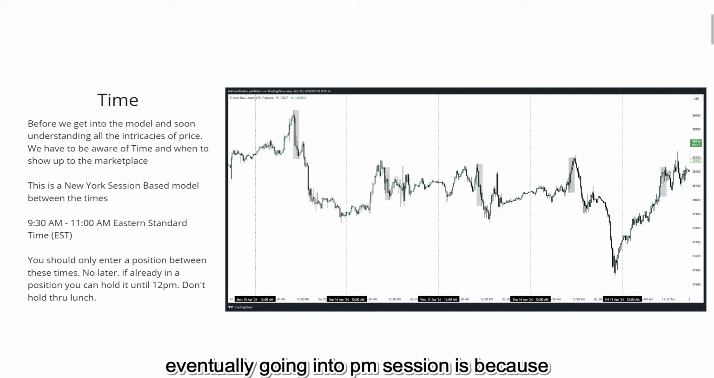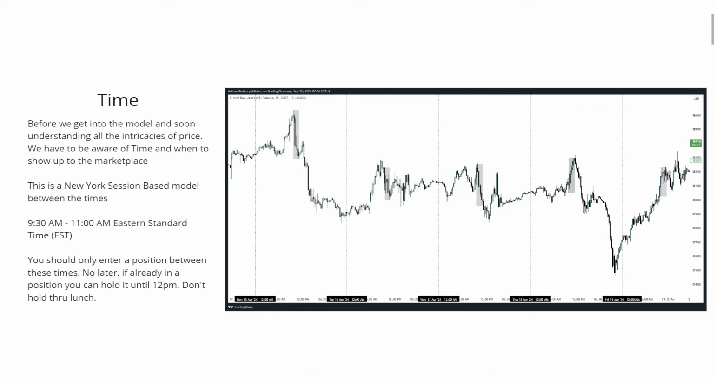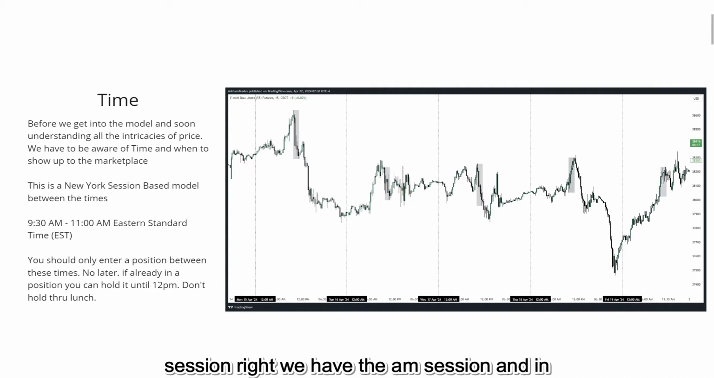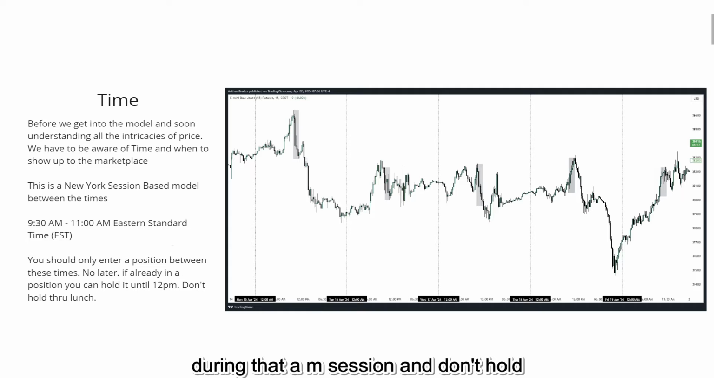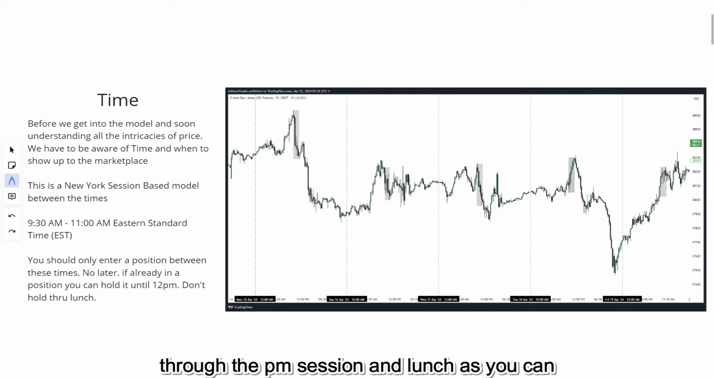And the reason why I put that for not holding past 12 and eventually going into PM session is because usually what the AM session does could potentially reverse during the lunch hour and PM session, right? We have the AM session and then the PM session. We're trading the New York Open, which is the AM session. Usually the PM session could reverse the AM session, so you want to ensure that you're out of your trade and you're catching that AM session expansion and don't hold through the PM session and lunch.